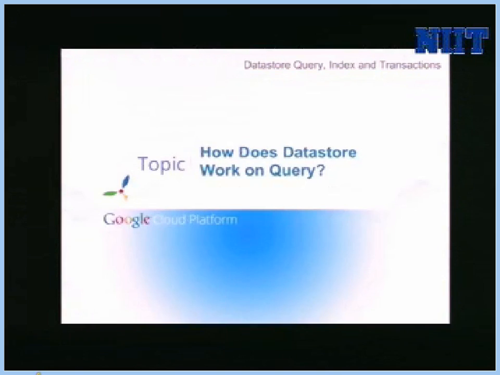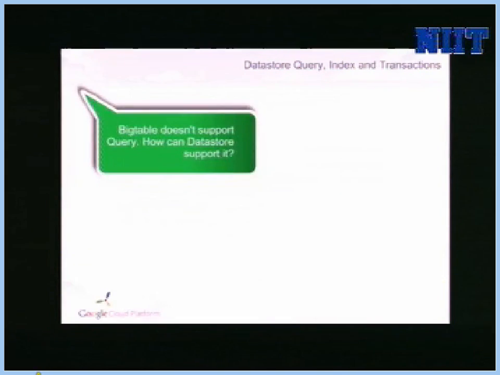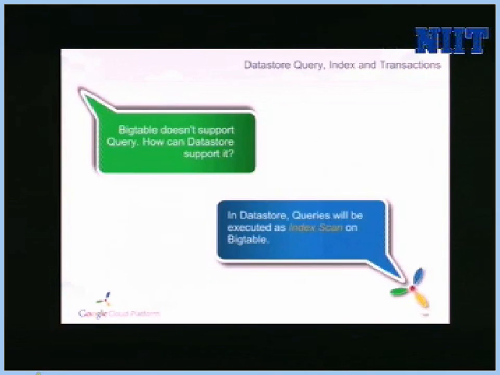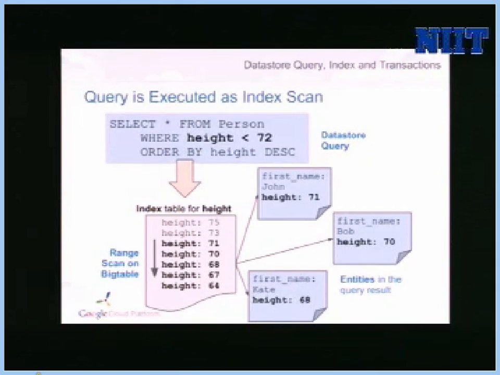So how does Datastore work on query? Bigtable doesn't support query. In ordinary traditional relational databases, you'll always be able to search on the value of a column. But Bigtable doesn't allow you to do that. Bigtable can search only on a key. Then how does Datastore support a query? In Datastore, queries will be executed as an index scan of Bigtable. So this is the big difference between Datastore and traditional relational databases. Query is executed as an index scan.